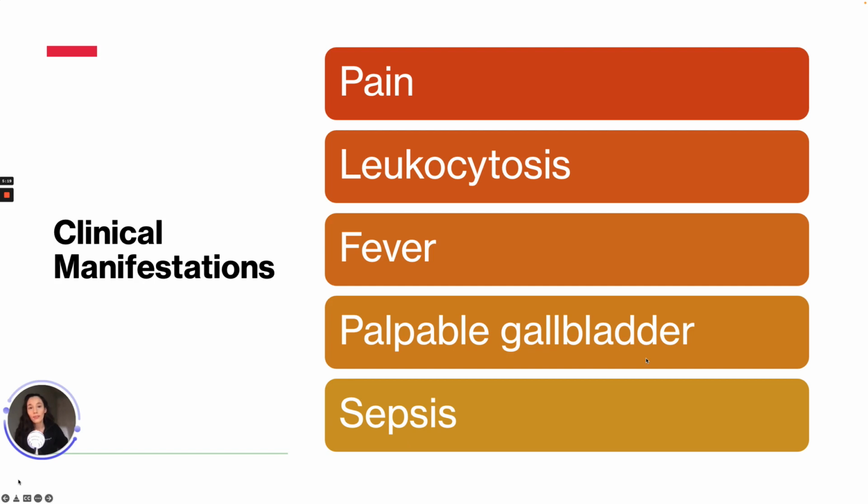So clinical manifestations: we will see right upper quadrant pain. We'll see leukocytosis, an increase in white blood cells because the body is attempting to ward off a pathogen. We'll also see a fever in response to this infection. We can see a palpable gallbladder because it becomes inflamed as the infection progresses, and sepsis because the infection can reach the bloodstream.